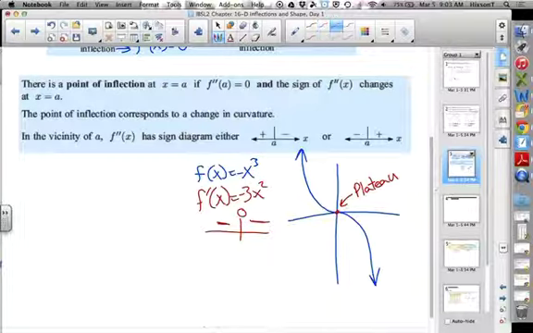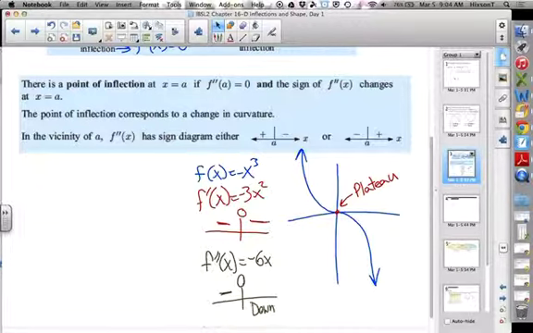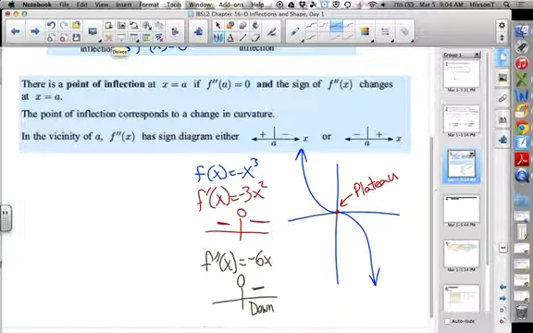Then we have our f double prime, our second derivative, that's negative 6x. So again, where that is 0 is going to be at 0. As you go to the left, it actually is going to be positive. I got that in reverse, sorry. On the right hand side it's going to be negative, so we're concave down. On the left hand side we're going to be positive, so it's concave up.